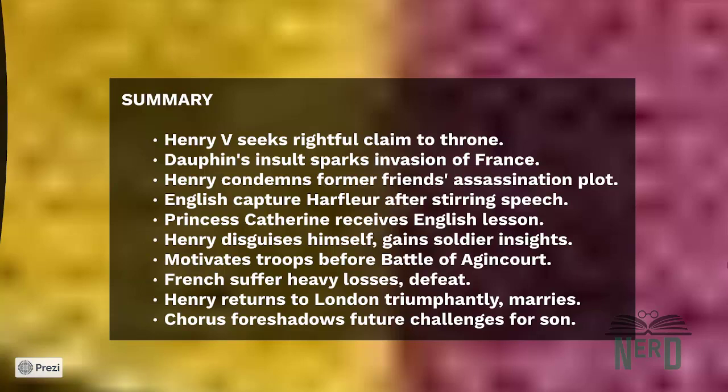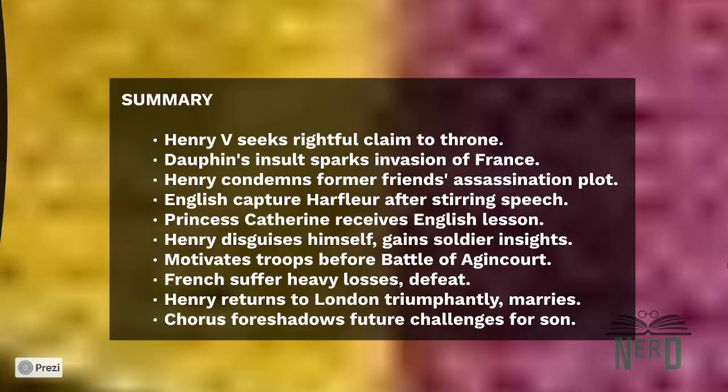The French courtiers mock the English invaders, while Princess Catherine receives an English lesson with her waiting woman. In the English camp, Pistol taunts the Welsh captain Fluellen. As the two armies prepare for combat near Agincourt, the night before the battle, Henry disguises himself and visits his soldiers to gain insight and offer comfort. He prays for victory, hoping his responsibility will be rewarded.